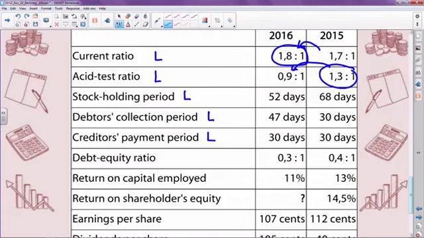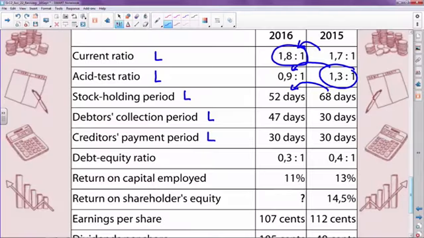Next one, your stock holding period. Obviously, your stock holding period has decreased from 68 days to 52 days, which is a good thing. Why? You are selling your stock faster, you are converting the stock quicker into cash, and that's a good indicator. Right, look at your debtors collection period. Now, clearly, you can see you had a 30-day collection period, but this has now increased to 47 days. Is that good? Certainly not.